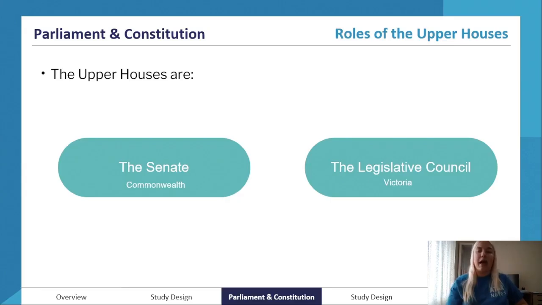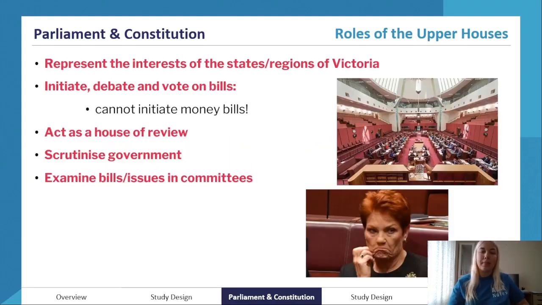Now for the roles of the upper houses. So what I'm kind of trying to point you guys towards is it's much easier to do well if you just categorize and remember which roles of the lower and upper house overlap and which roles are distinct and different between each house. So that's how I recommend studying for this. So this is the Senate at Commonwealth level, and this is the Legislative Council at Victorian level.